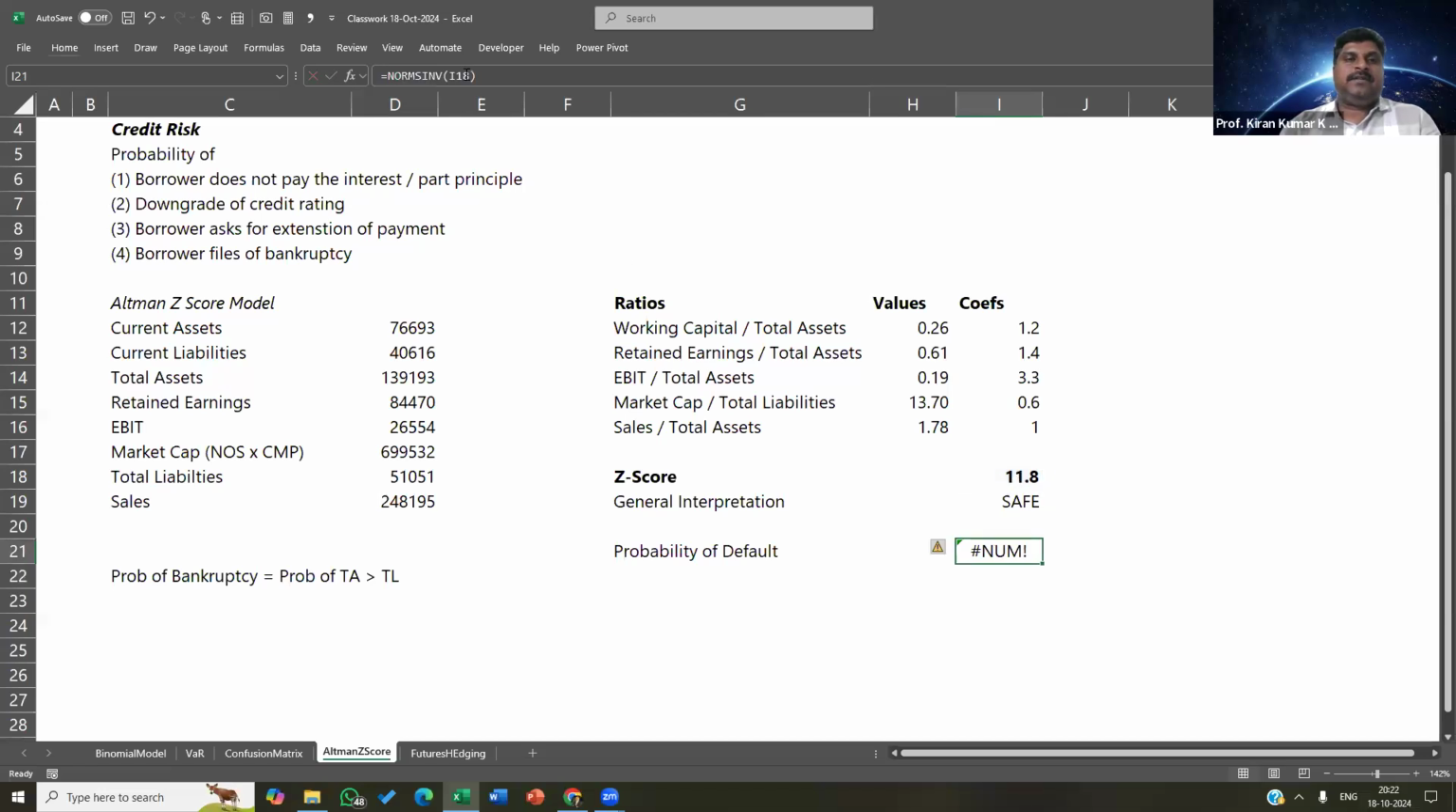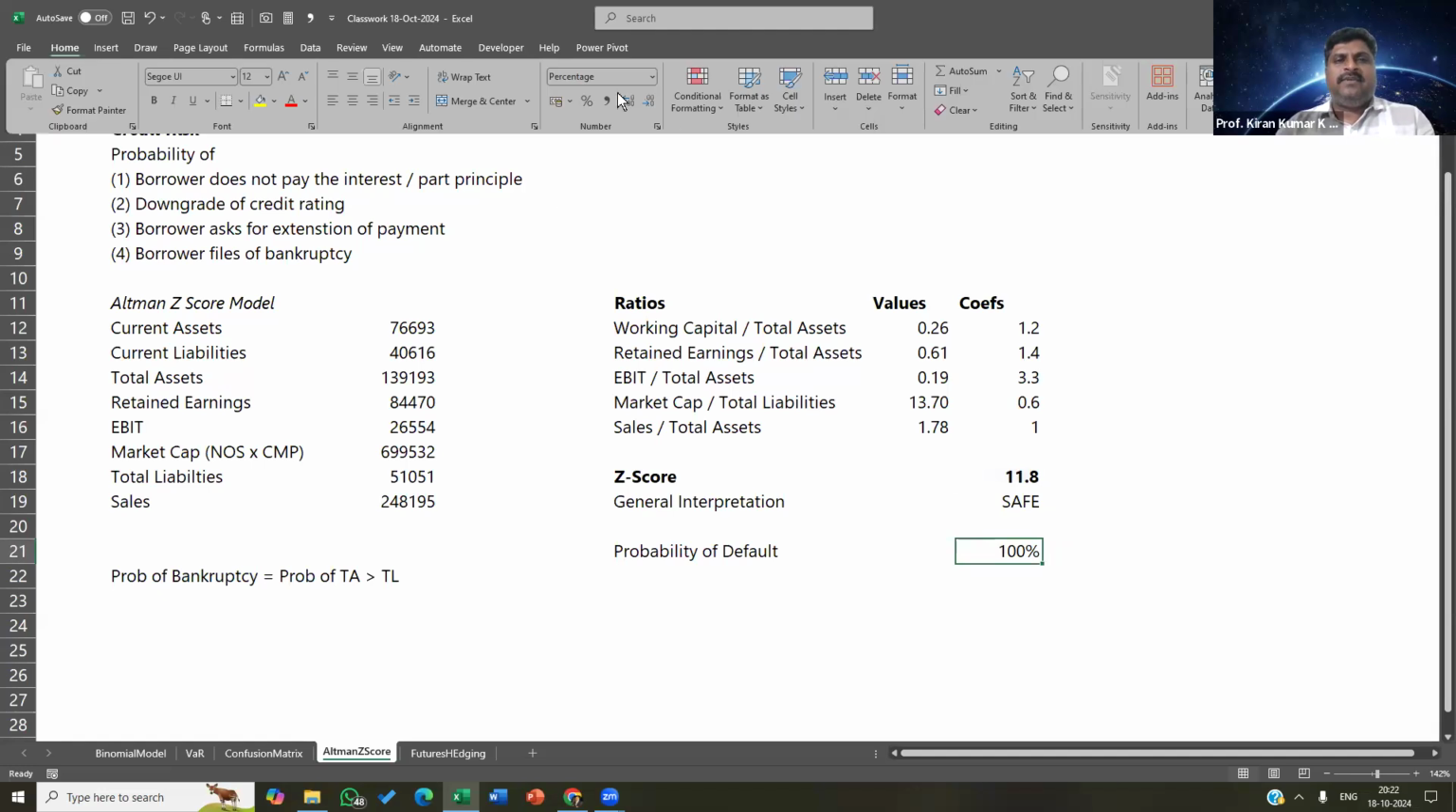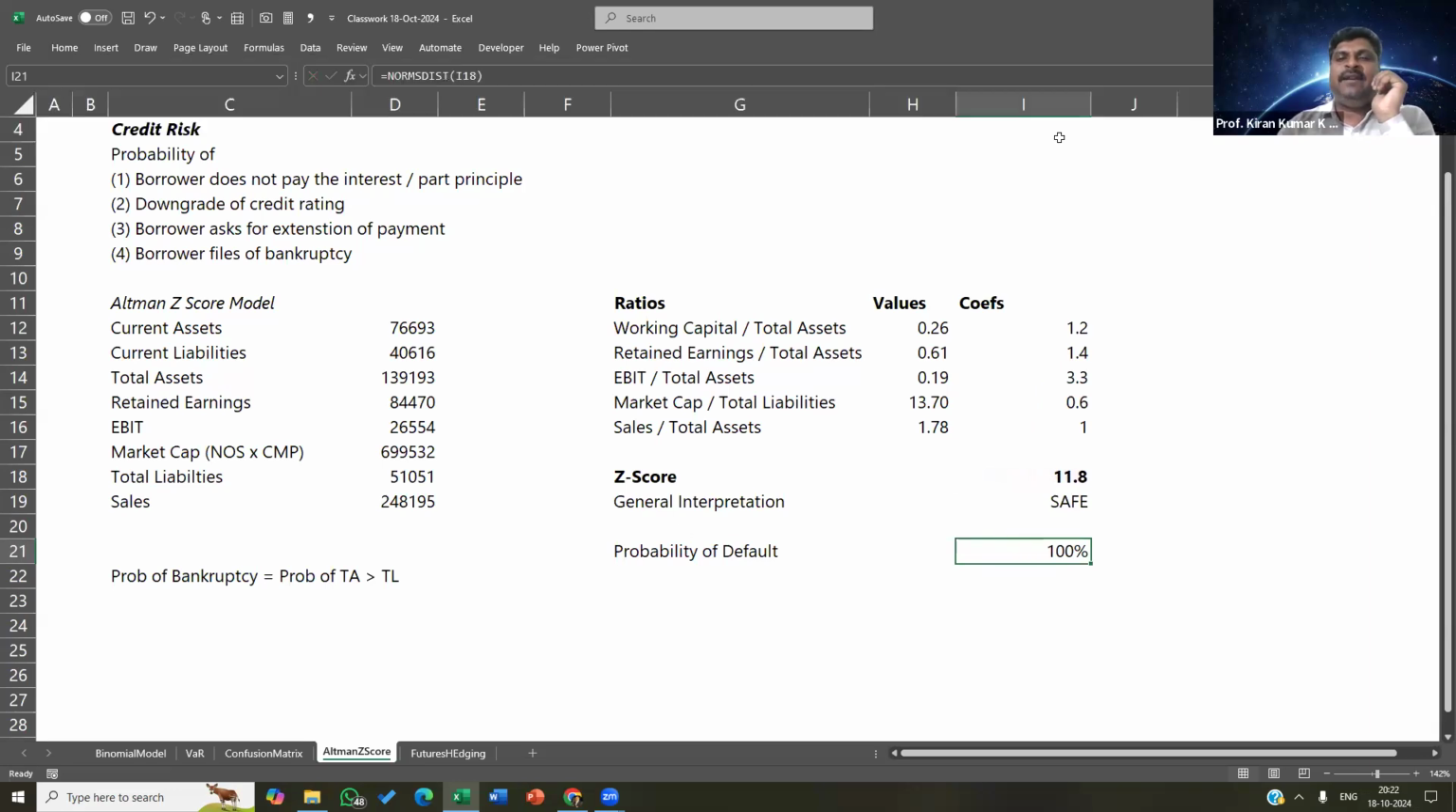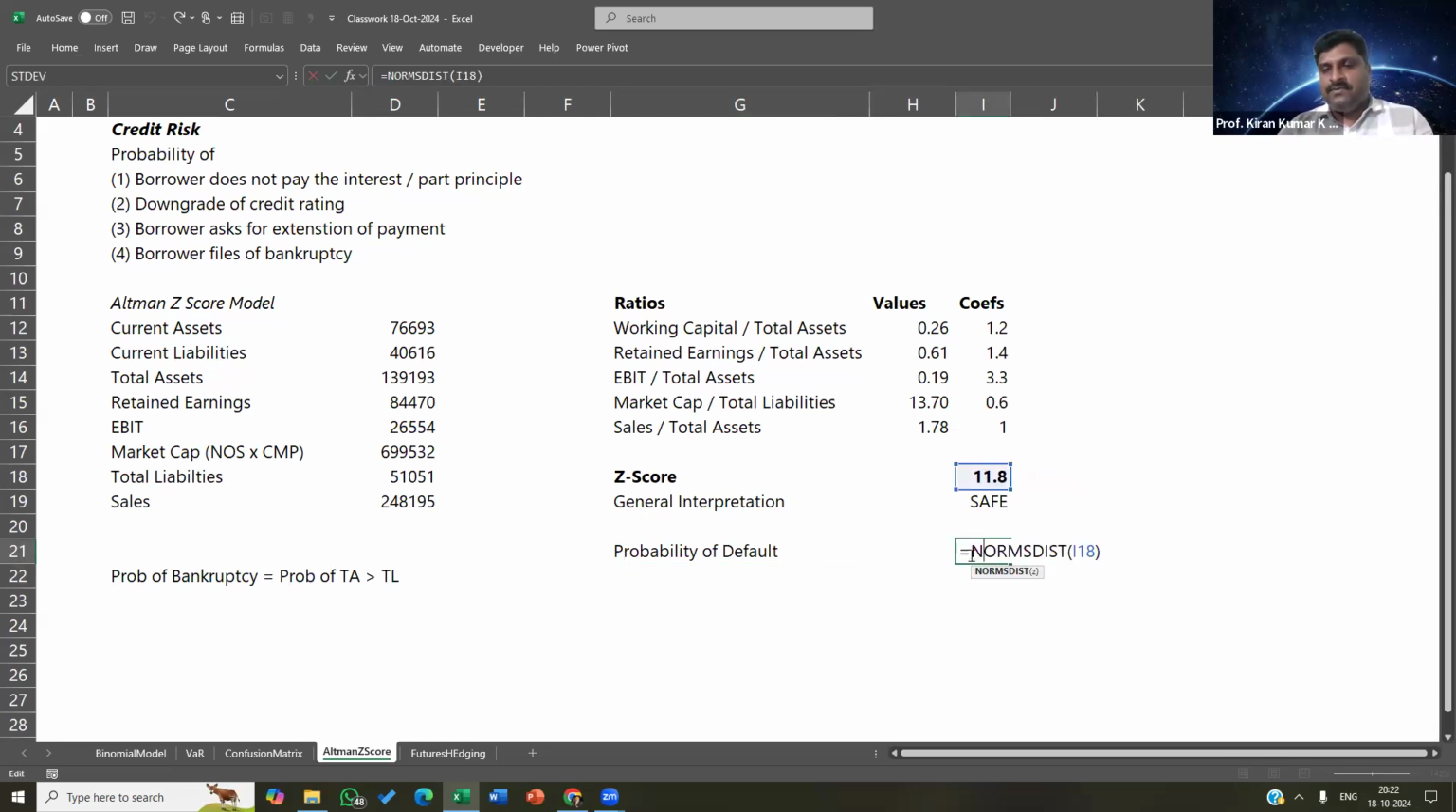Oh, I'm sorry. NORM.S.DIST, give the Z score. It will give you the probability. So the probability is almost 100%. If I go a little further with extra zeros, maybe it might show me 99.99, but otherwise, largely this company is safer. By the way, it's not the probability of default, it's the probability of survival. So I'll do 1 minus NORM.S.DIST.